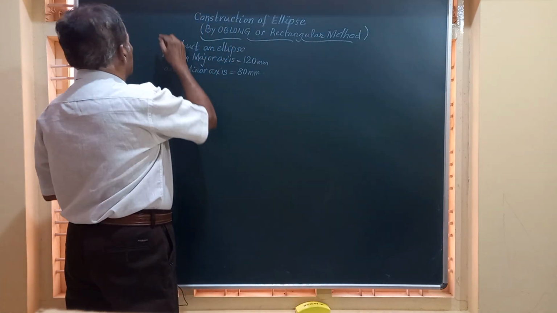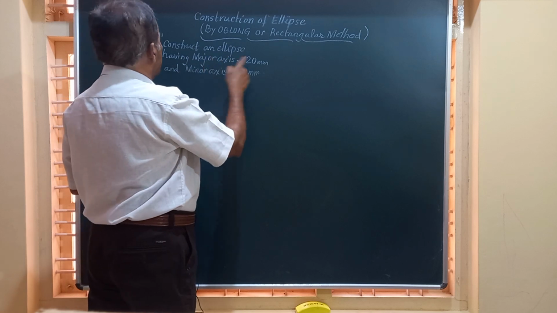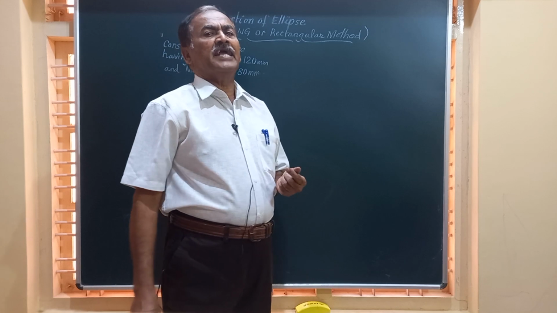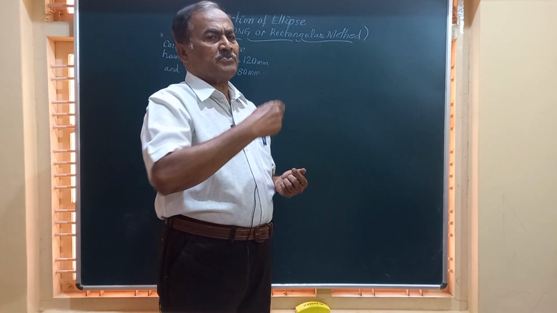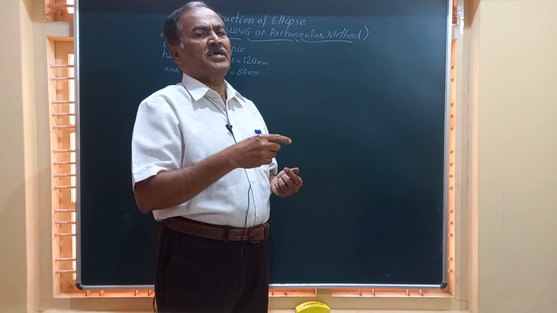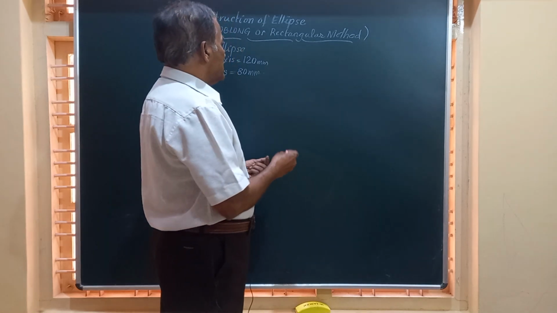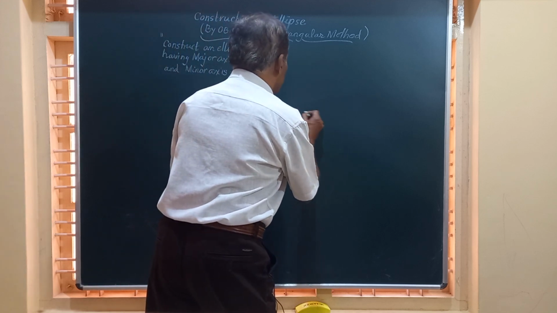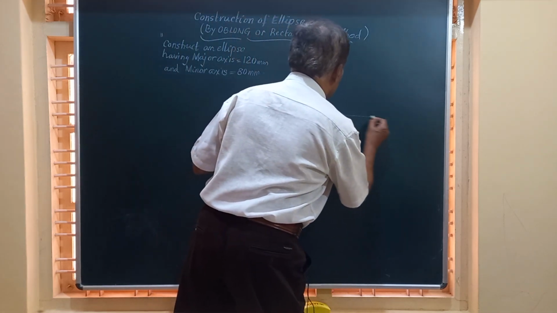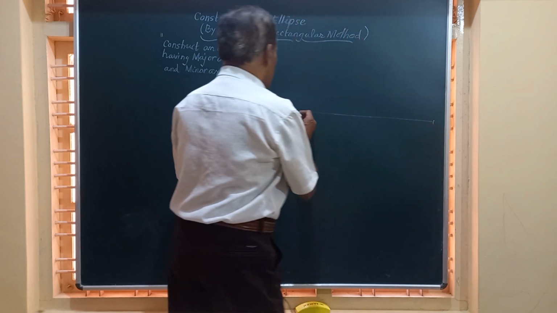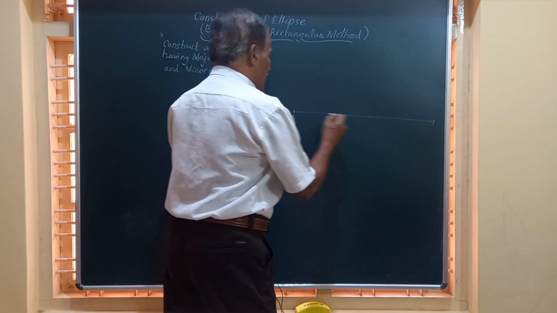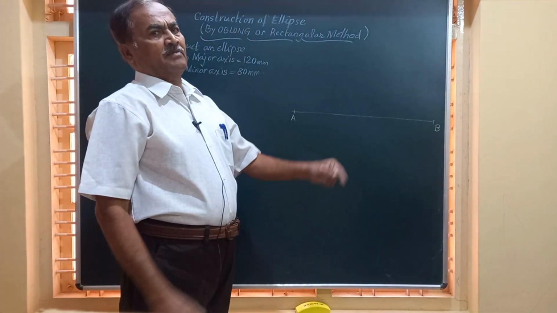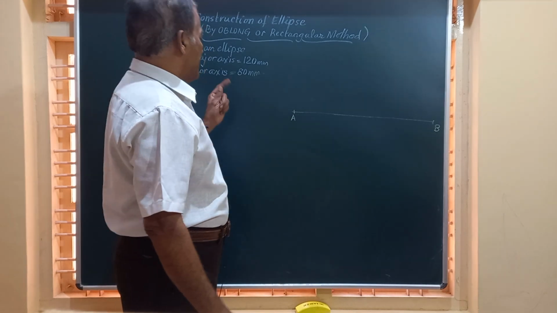And the data given is this: construct an ellipse having major axis 120 mm and minor axis 80 millimeter. So this ellipse should pass through the ends of the major and minor axis. And friends, let us first of all draw the major axis of the ellipse, that is given to be 120 millimeter. So friends, I mark a line here and call it AB, that is equal to 120 millimeter. This is the major axis of the ellipse.